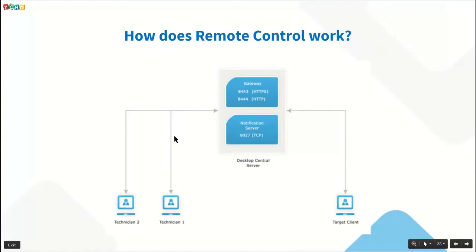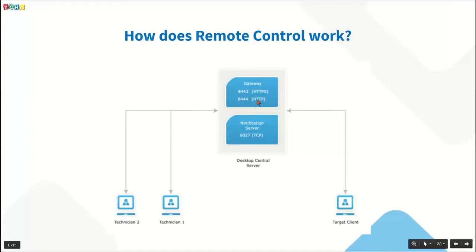Before we get to the next task, let's also understand how this remote control works in the backend. So far we have discussed how remote control can be used practically. Now, in the backend, how does it work? Technician one, which is John, logs into his Desktop Central server console. He searches for Bob's computer and sends the request. The request will be received by the Desktop Central server.